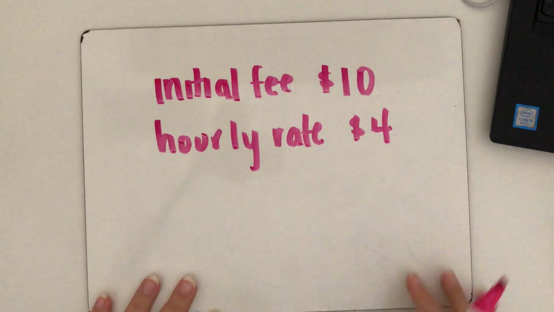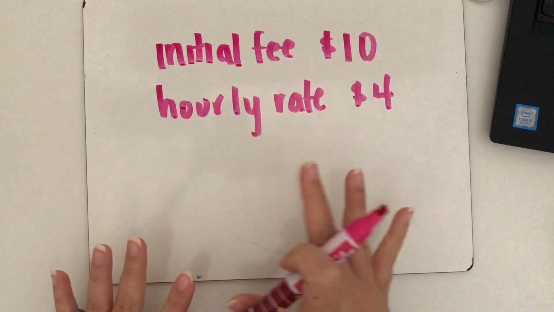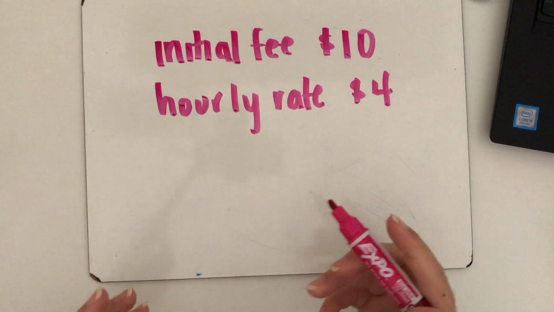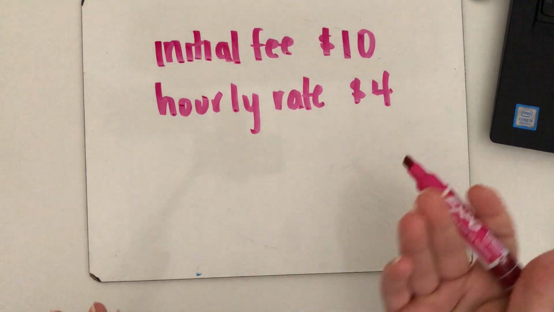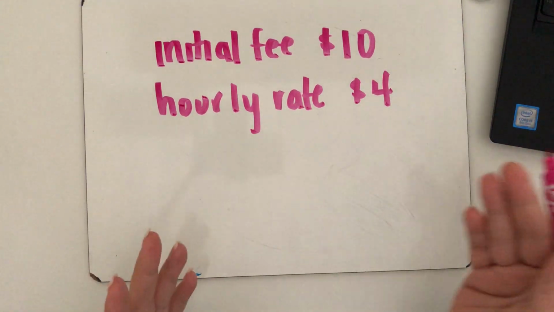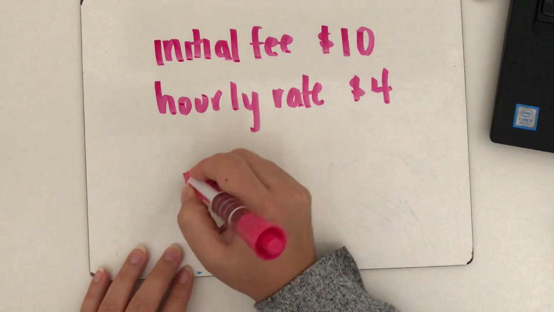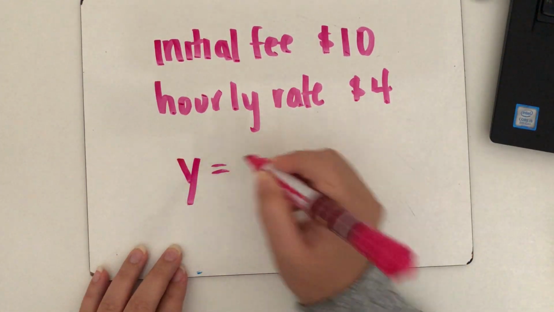So if I wanted to write an equation just with this, right? I'm gonna label my Y as the total amount that Rashida is gonna be charging, and then everything else is going to just fall into place. I'm gonna use X for my hours as well. So I have the total that I want.